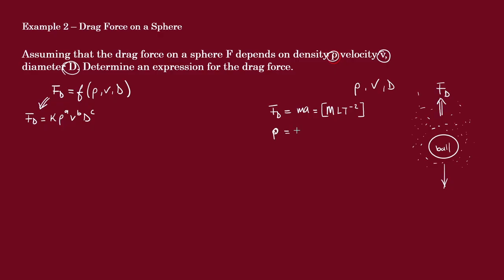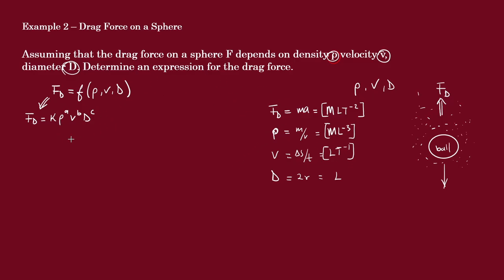Okay, rho is a density, so that's mass per volume. So that's going to give us M per L cubed. V is velocity, so that's displacement over time. So that's going to give us L per T. And then diameter, which is a length. Okay, so that's 2 radius, which is the same thing as a length. So that's just straight up L.